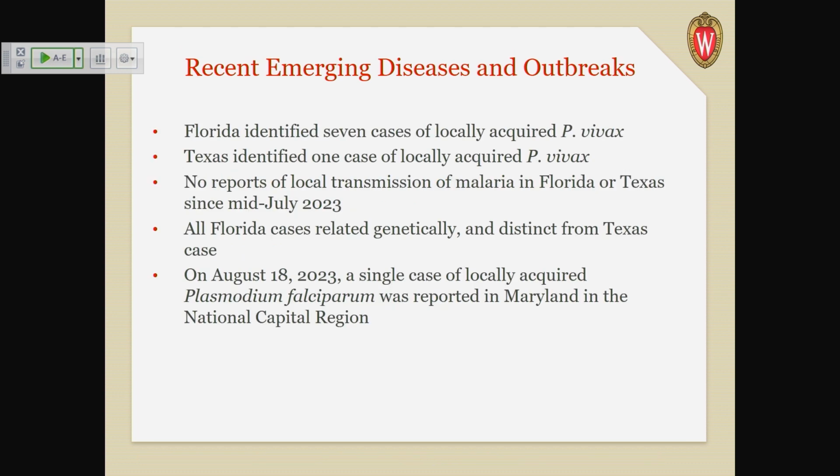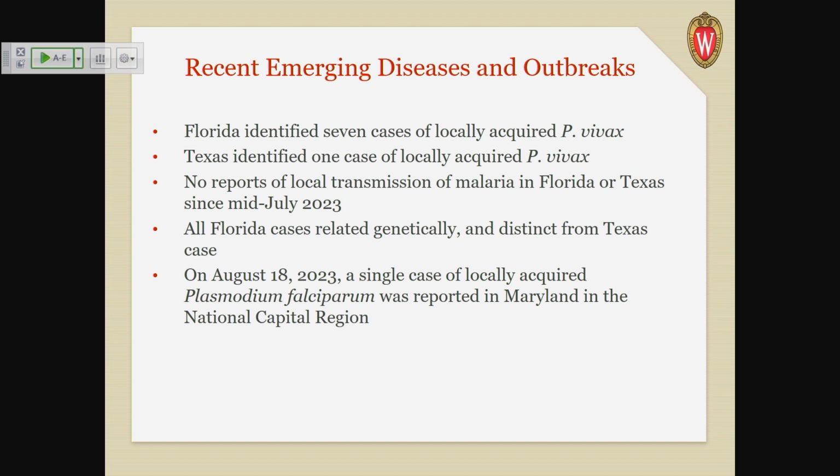So Florida identified 7 cases of locally acquired P. vivax. And actually Florida 20 years ago, 2003, had again a handful of locally acquired P. vivax, but none in the intervening years. Texas this past summer also identified 1 case of locally acquired P. vivax. But thankfully, there's no reports of local transmission in either of these states since mid-July. So hopefully those have been stopped.